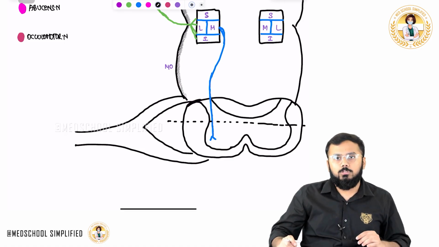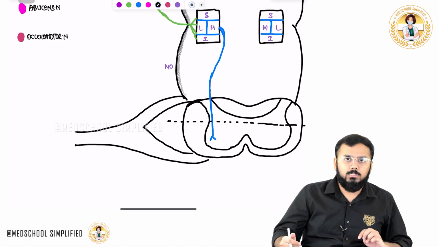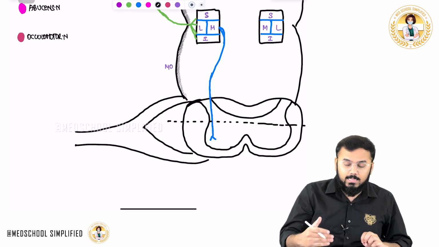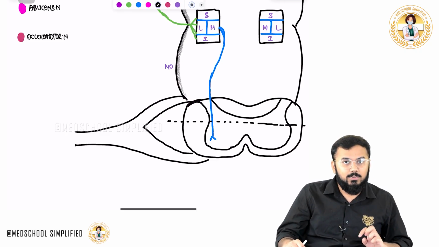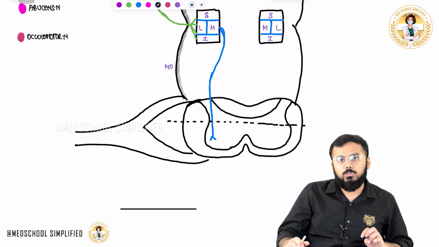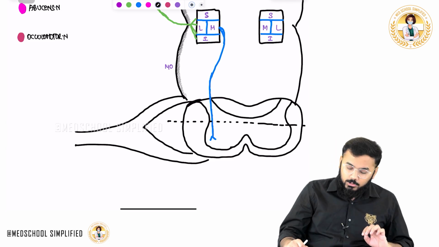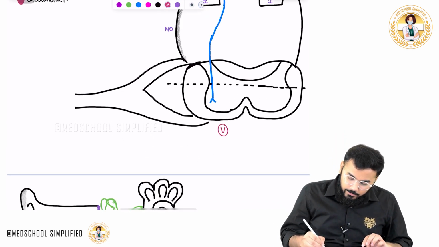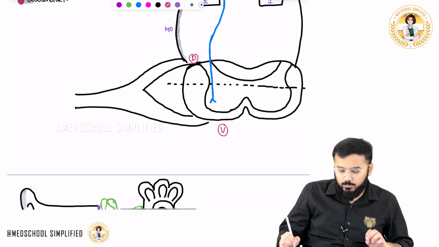Above this line is called the dorsal, below this line is called the ventral. Above this line, the neurons which are present are called the sensory neurons, and below this line, the neurons which are present are called the motor neurons. So, this is the ventral part, and this is the dorsal part of the spinal cord.